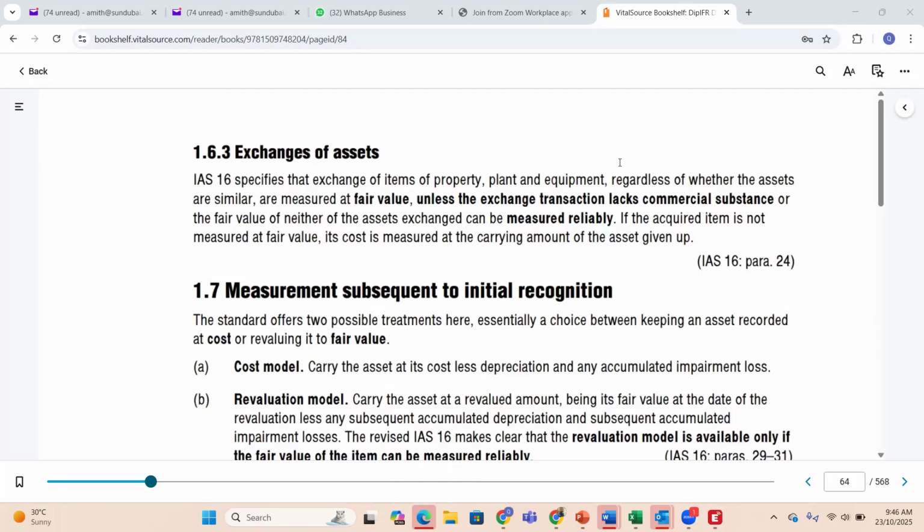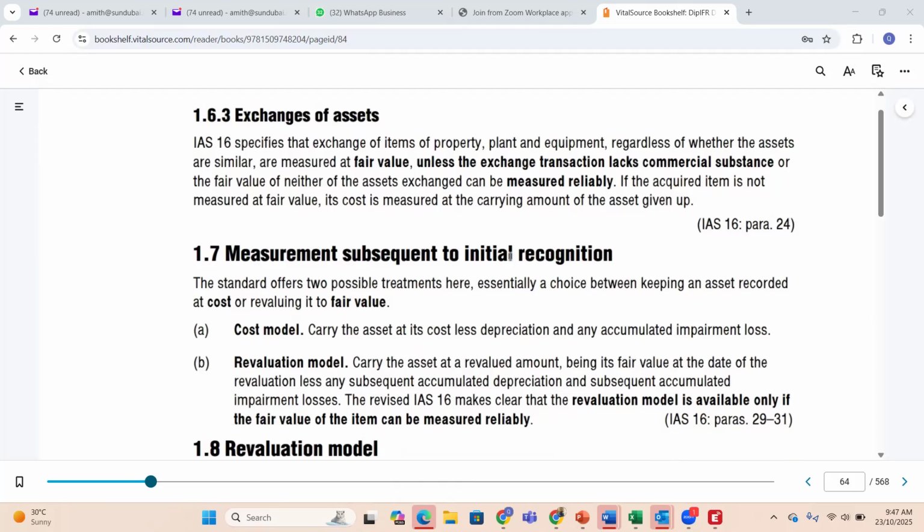And if you can't get fair value reliably, or this is not an exchange that has any commercial substance, then you take the carrying value of the asset transferred. So if the item is not acquired at fair value, its cost is measured at the carrying value of the asset. If there is no indication of fair value, then you have to use the carrying value.